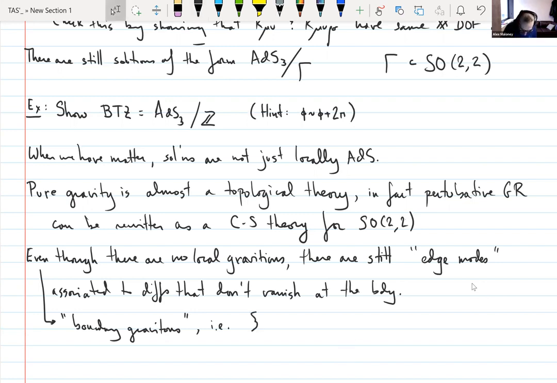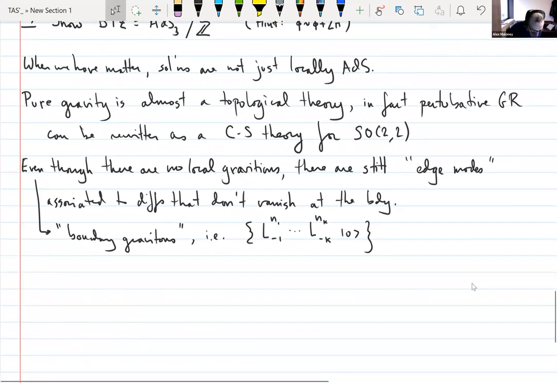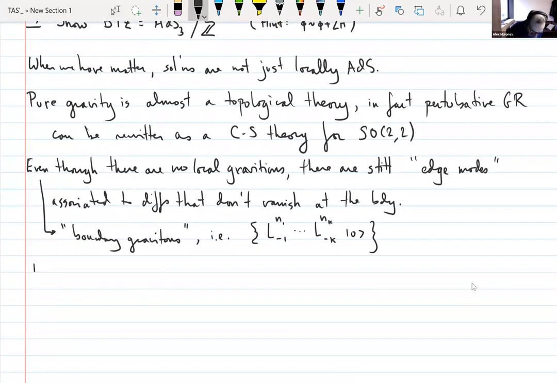Because what are descendant states? Descendant states are states that you get when you act with a bunch of Virasoro generators on the vacuum. And what are the Virasoro generators? They're the generators of the diffeomorphisms that act on the boundary. So in particular, we saw last time that the states in a two-dimensional conformal field theory can be divided into different categories. You can divide them into primary states and descendant states.